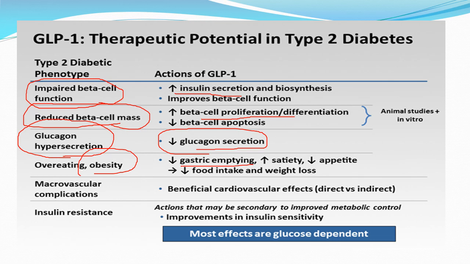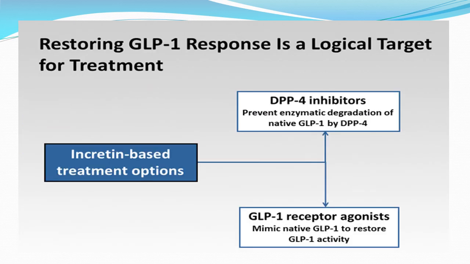So all these effects make a high possibility for the therapeutic potential of use of glucagon-like peptide 1 in type 2 diabetes. How could this be achieved? Now, there are two ways in order to utilize the glucagon-like peptides in the treatment of type 2 diabetes. Number one, the enzyme which is responsible for degrading glucagon-like peptide is called dipeptidyl peptidase. So if we suppress the activity of this enzyme, this will enhance the effect of the glucagon-like peptide. So the first approach is using what we call dipeptidyl peptidase inhibitor.